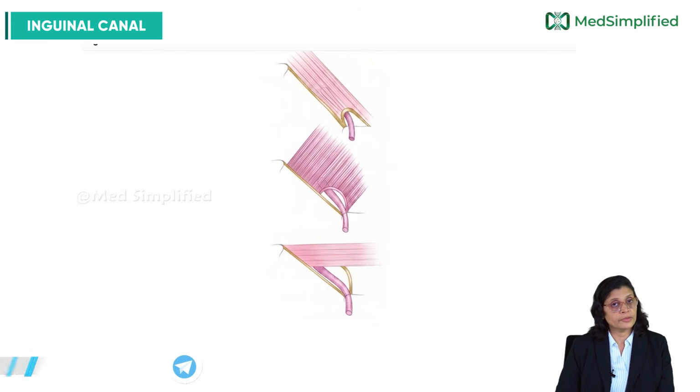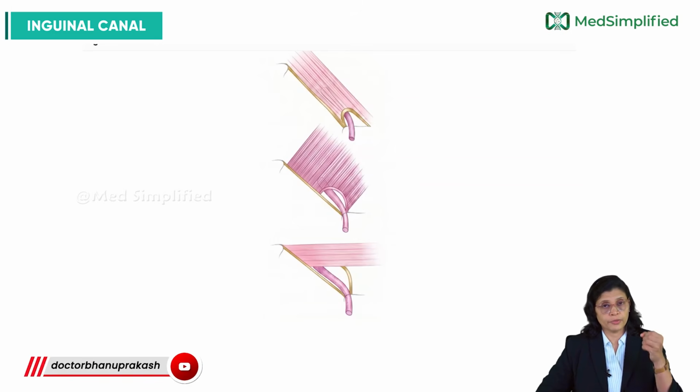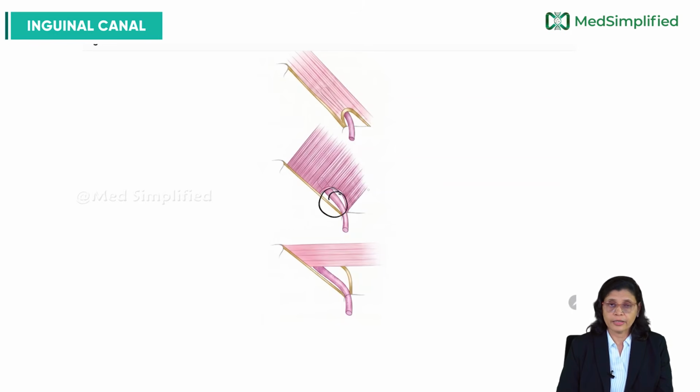Then we have the ball valve mechanism. In the ball valve mechanism, what happens is the contraction of the cremasteric muscle. When the cremasteric muscle contracts, the testis is pulled upwards and the testis goes and plugs the superficial inguinal ring, and that is known as the ball valve mechanism.